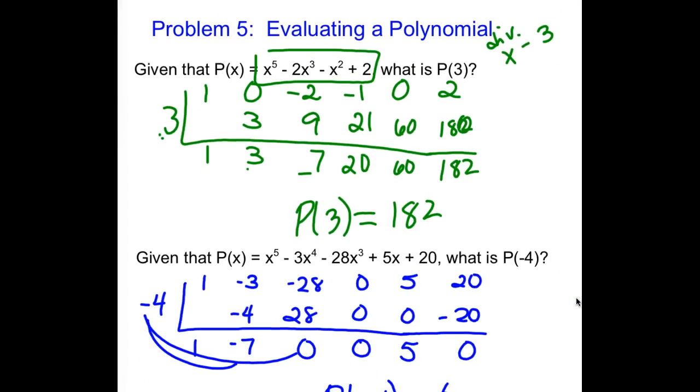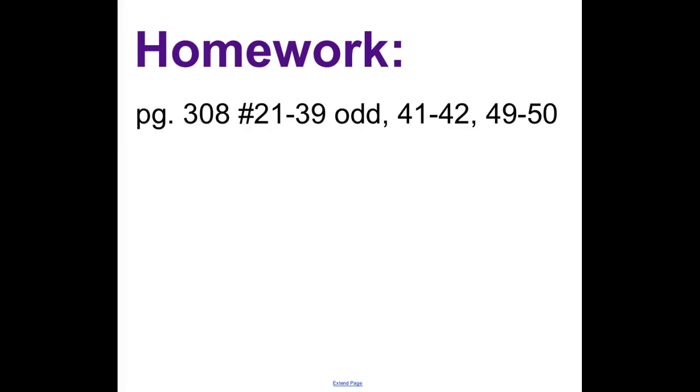So on this last problem here, if we hadn't gotten that last column in, we would have said our remainder was 60. Does that make sense? So you have to have that space in there. All right.